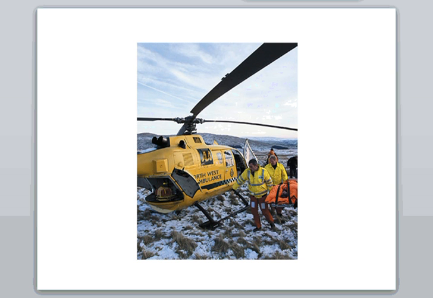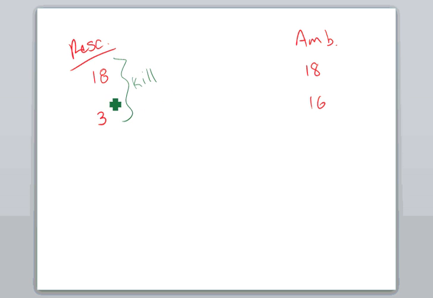So this is a rescue helicopter. Basically what they say is, okay, we've got a rescue helicopter, and let's say it rescues 18 people, and of those 18 people, 3 survive. And then we've got an ambulance, and it rescues 18 people, and of those 18 people, 16 survive. Well, Simpson's paradox would look at these two numbers and say, holy cow, these helicopters kill people because of a much lower survival rate than ambulances. Because let's be honest, 3 over 18 is significantly smaller than 16 over 18.